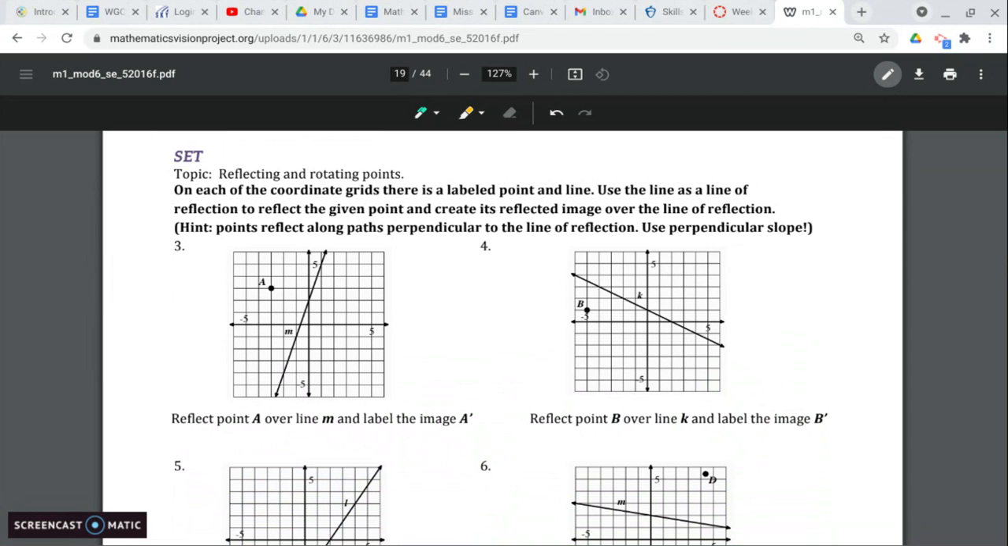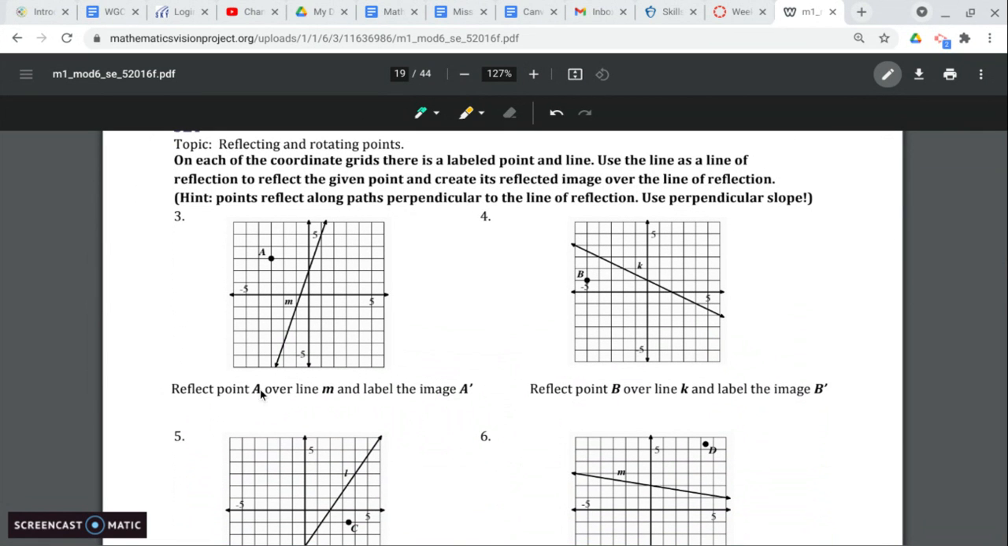All right, reflecting and rotating points. On each of the coordinate grids, there is a labeled point and a line. Use the line as a line of reflection to reflect the given point and create its reflected image over the line of reflection. Hint, points that reflect along paths perpendicular to the line of reflection use perpendicular slope.